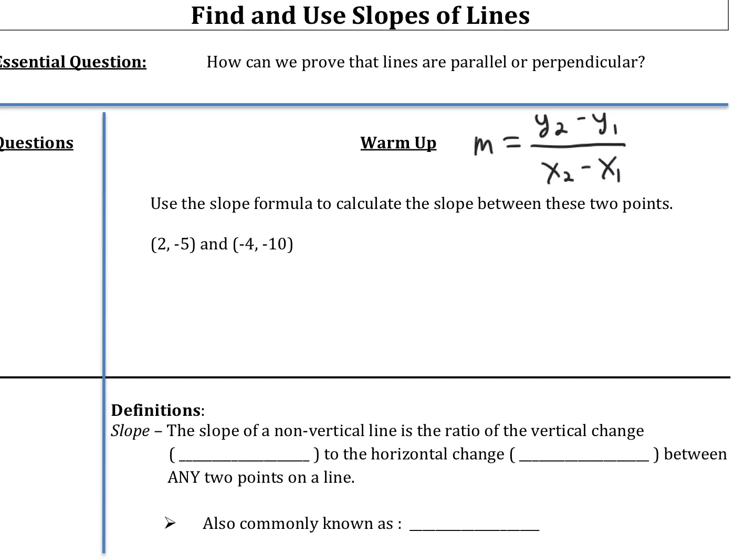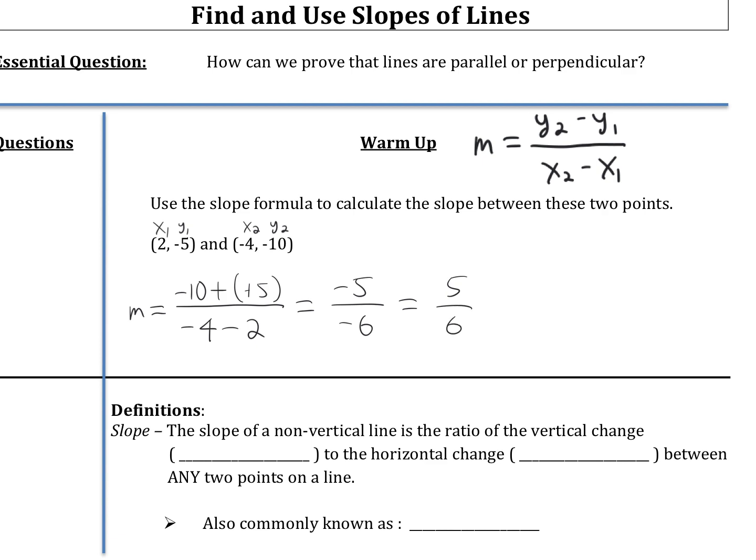All right, let's go through this. So we label our points. I like to go x1, y1, and x2, y2. So we're going to plug into the formula. m equals y2 is negative 10, minus y1 is negative 5, so it's going to be minus negative 5, or chop, chop, and plus 5, over x2 minus x1 is negative 4 minus 2. Negative 10 plus 5 is going to be negative 5. Negative 4 minus 2 is negative 6. And when two negatives make a what? It's going to be 5/6 will be our slope for this one.